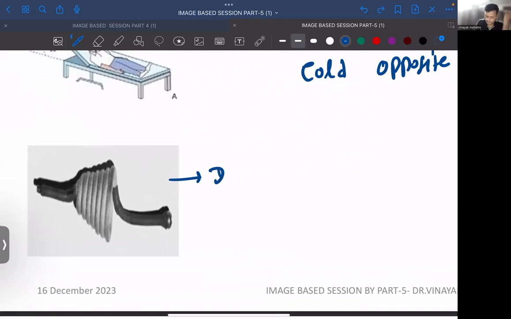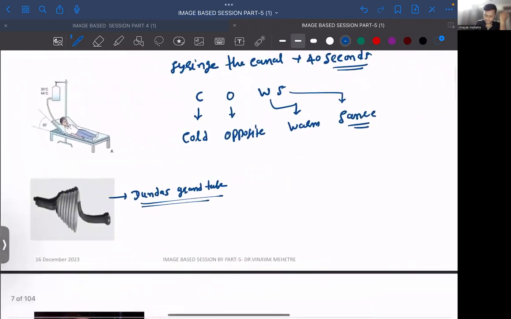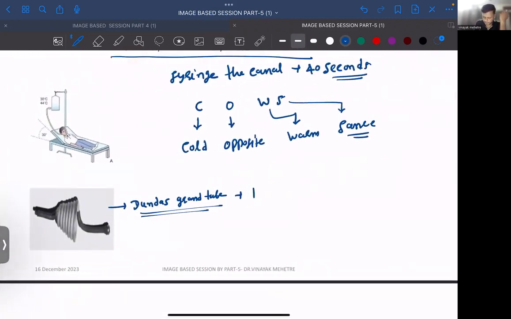The name of this instrument is Dundas Grant tube. It is used in the caloric test for what? For tympanic membrane perforation. If the tympanic membrane is perforated, we will use the Dundas Grant tube to do the caloric test.